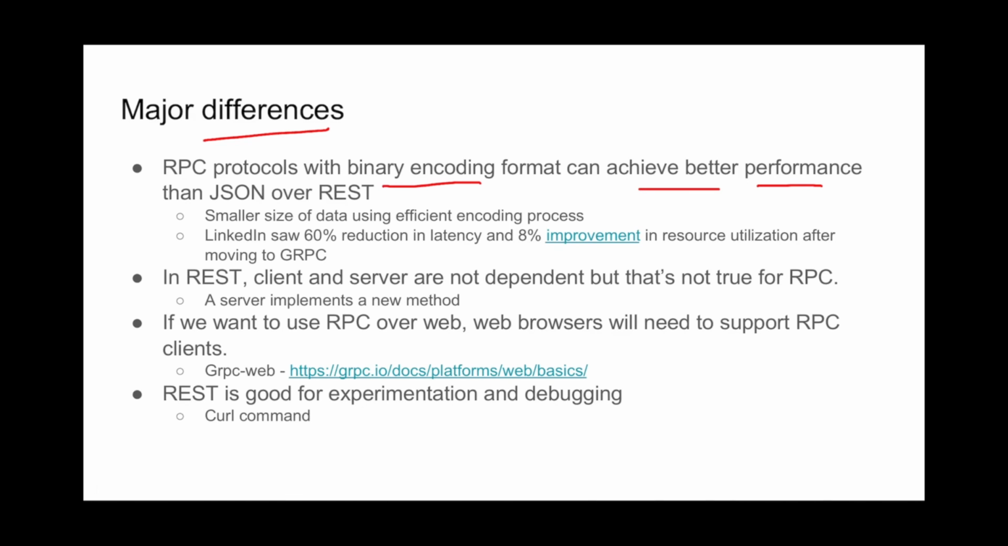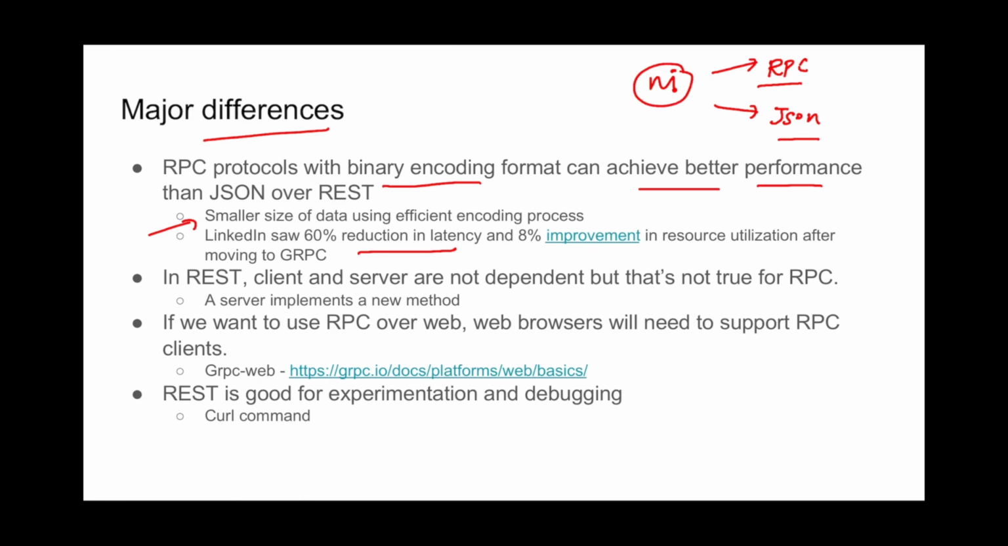The reason for this is the smaller size of data using an efficient encoding process. The encoding process in RPC is more efficient than that of REST over JSON. If you have, let's say, a message M, and you encode it using a binary format in RPC and also encode the same thing in JSON, then the RPC one will produce a final output of a smaller size than JSON. Also, the encoding process itself is very fast in RPC compared to JSON. So this has two advantages that we will see.